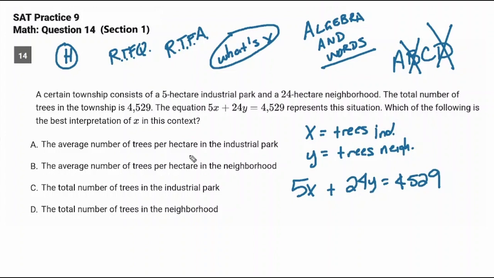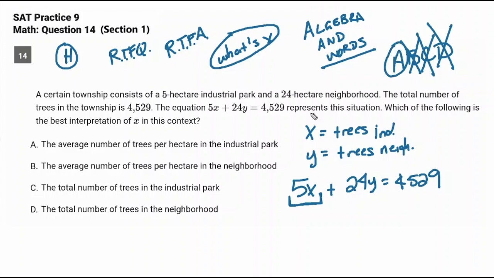Average number of trees per hectare in the industrial park, total number of trees in the industrial park. And again, we're looking for x. So what's the difference here? The difference is that C, the total number of trees in the industrial park, well, what's 5x? That's the total number of trees in the industrial park, right? X is trees in the industrial park. 5 is the number of acres, so 5x is the total number of trees in the industrial park, so that's gone. A is the correct answer.